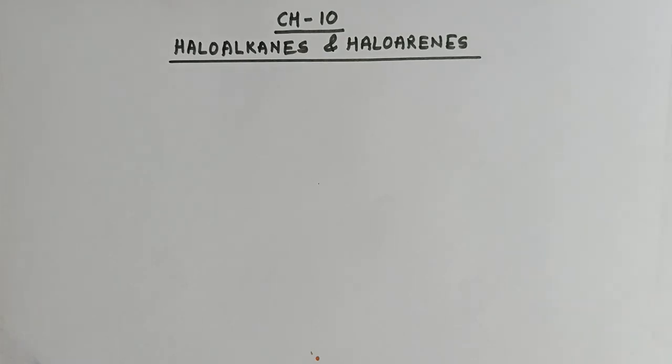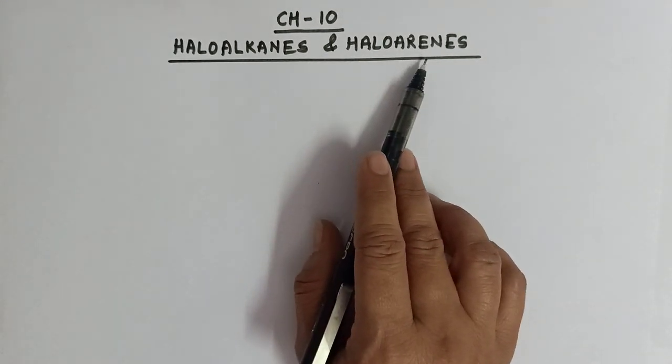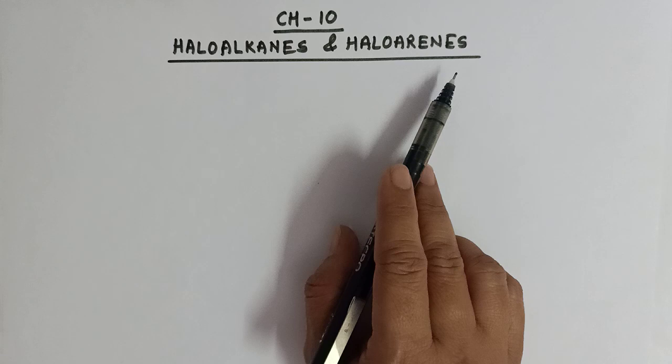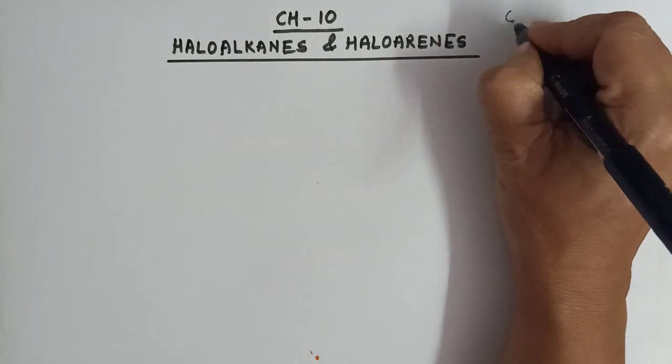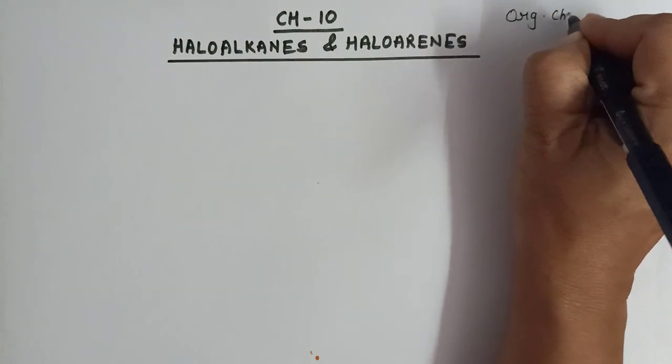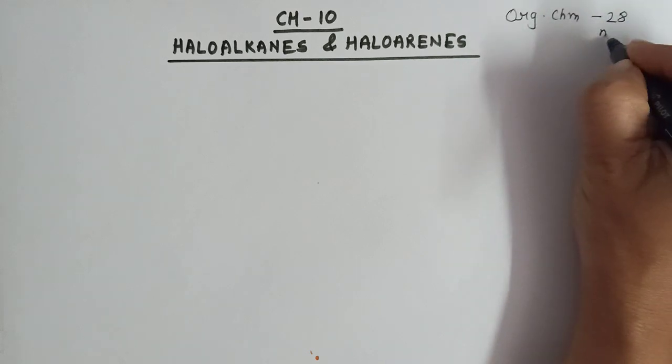Hello students, today we are going to start with our chapter of organic chemistry, haloalkanes and haloarenes. This is one of the important chapters of organic chemistry. If I say your 12th class CBSE board syllabus, then your whole organic chemistry carries the weightage of 28 marks.